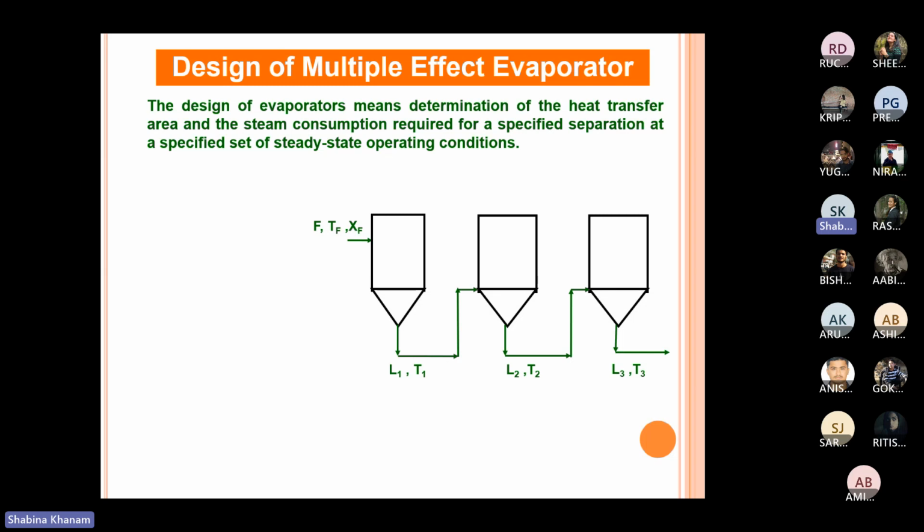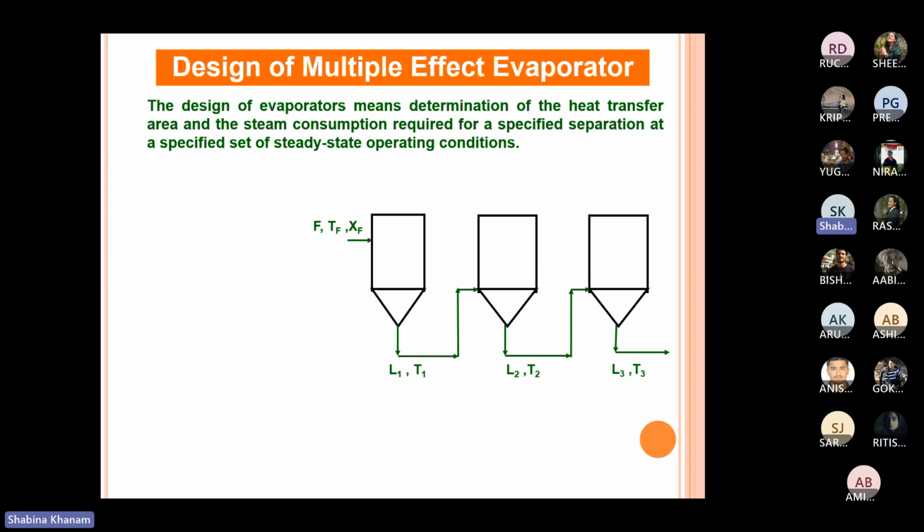Mixed flow would be like, it enters into second effect, then moves to first effect, then moves to third effect, right? Like 2 1 3 or 2 3 1, in that way, like 1 3 2, any combination apart from this forward and backward, that is called mixed flow.